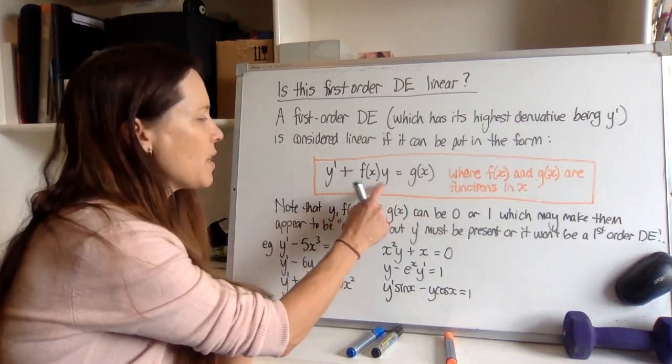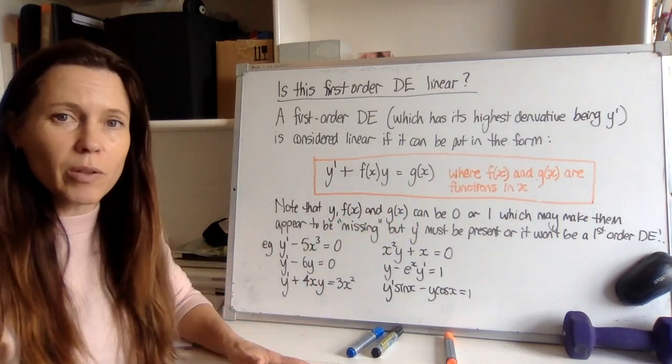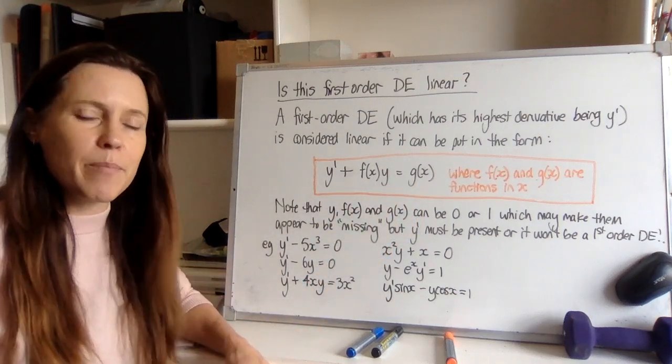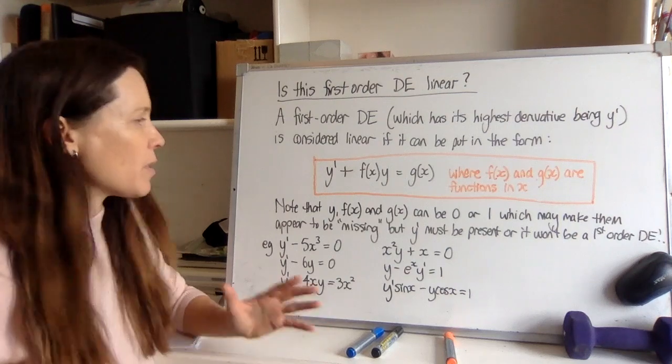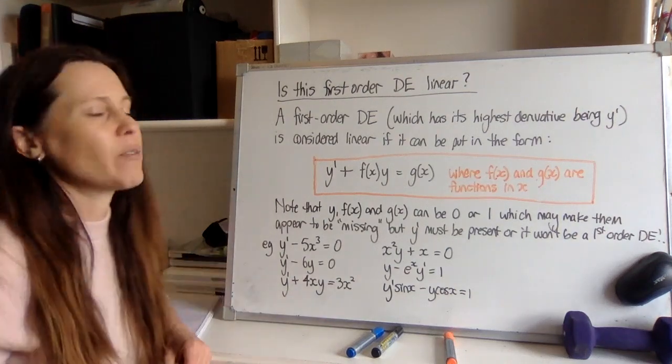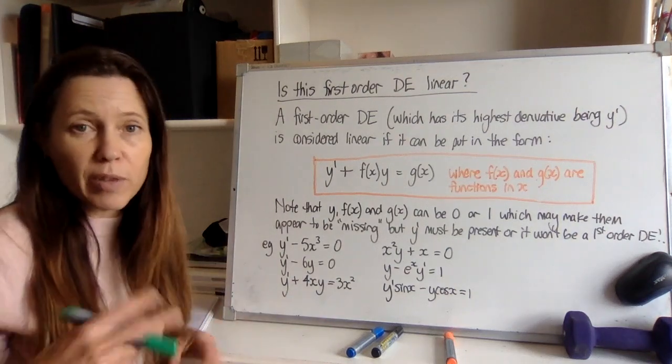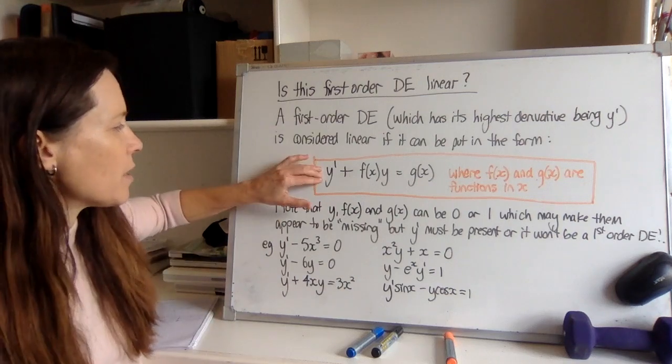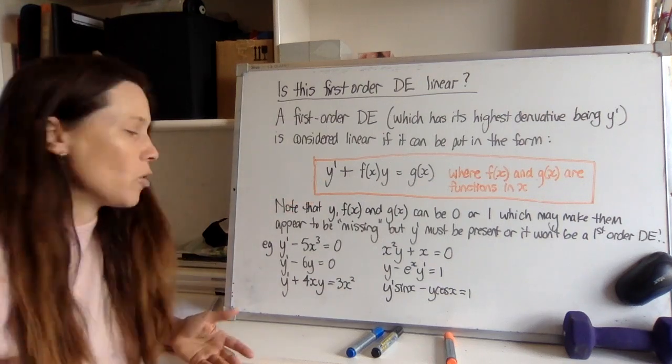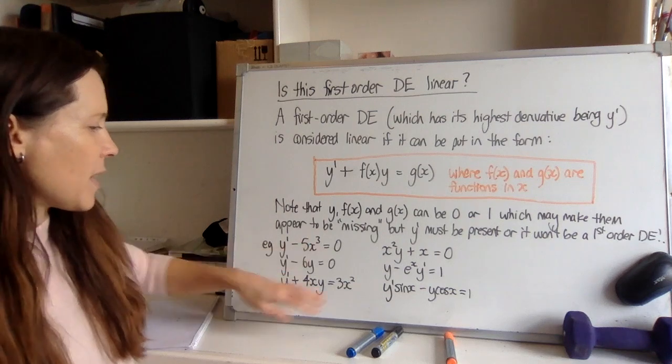Now, if any of these three are actually 0 or 1, it might look like they're missing. And so it might seem as though perhaps it's not a linear differential equation. But a little bit of rearranging can sometimes force it into this form so that you can tell if it's a linear one or not. So I've got some examples here.